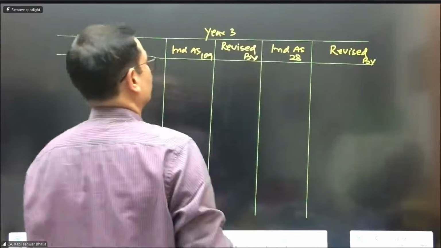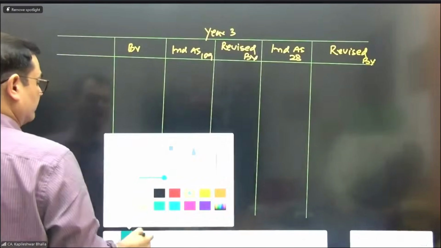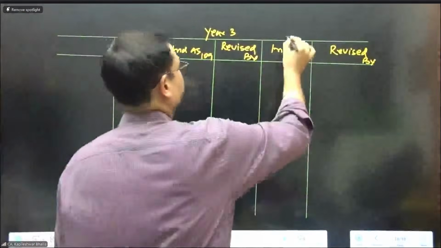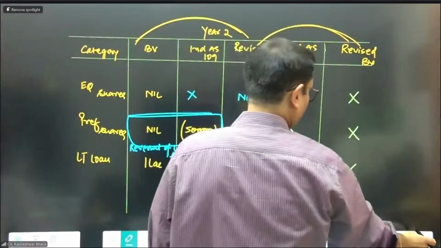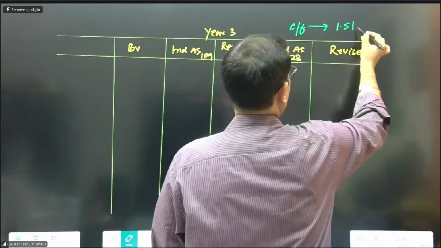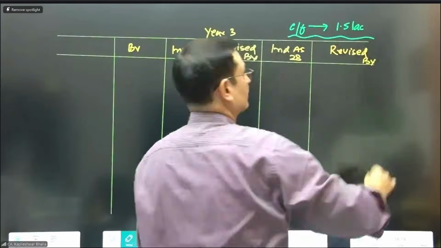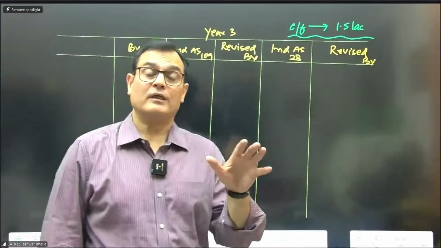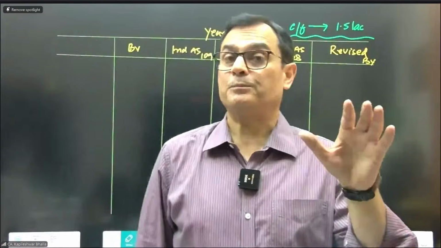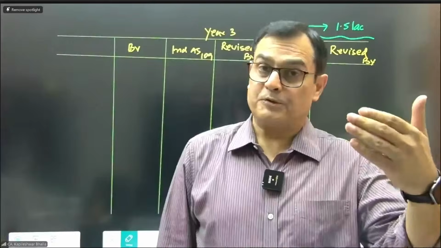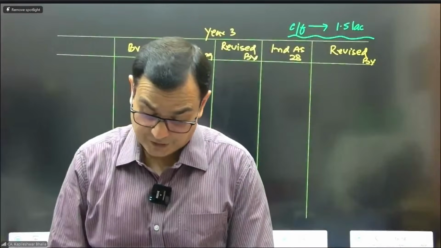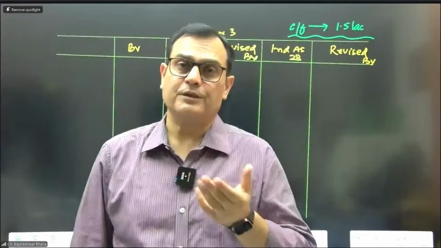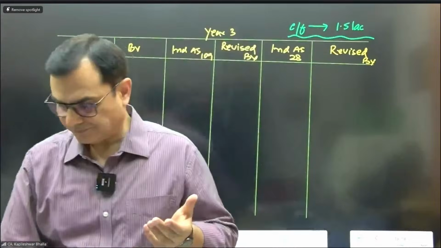And lest we forget, what you should make a mention of is the carry forward. There is a carry forward loss to the extent of 1.5 lakhs. Immediately you should notice that whatever losses related to the previous year could not be absorbed have been carried forward to be included in the third year loss. There is no loss in the third year, so we stand safe.